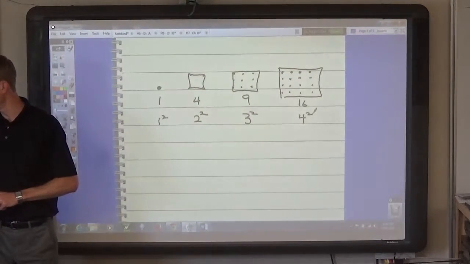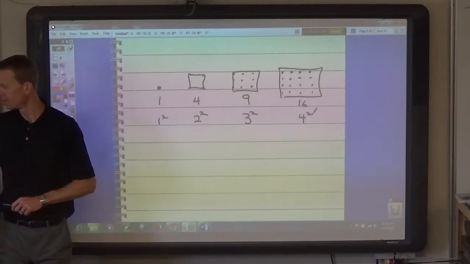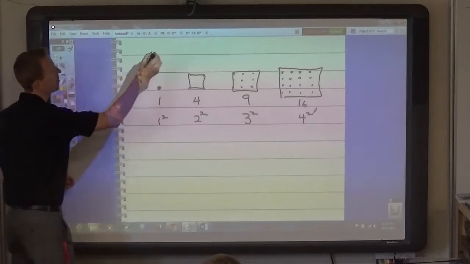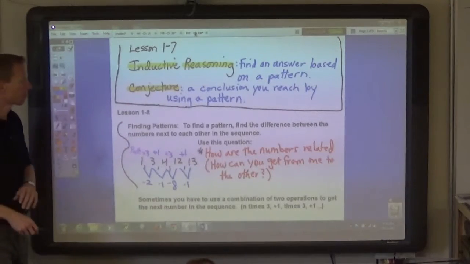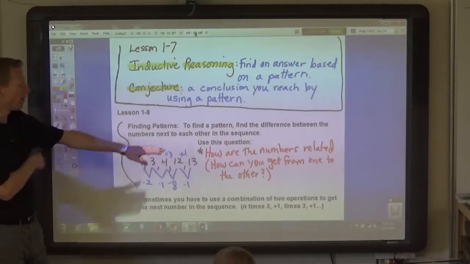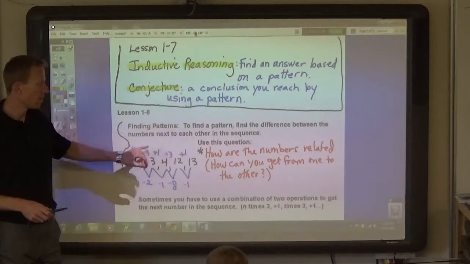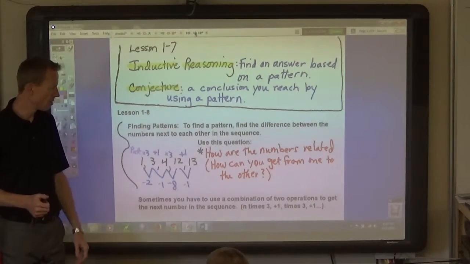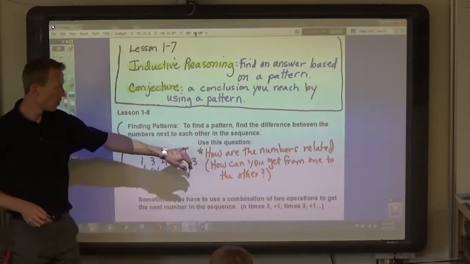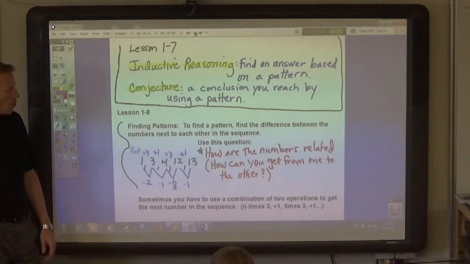Let's go then to lesson 8 in looking for a pattern. That's what lesson 8 is about. Finding patterns. Like I said before, to find a pattern, especially in a number sequence, you should find the difference between the numbers that are next to each other in the sequence. And then use this question: how are the numbers related, or how do you get from one to the next?